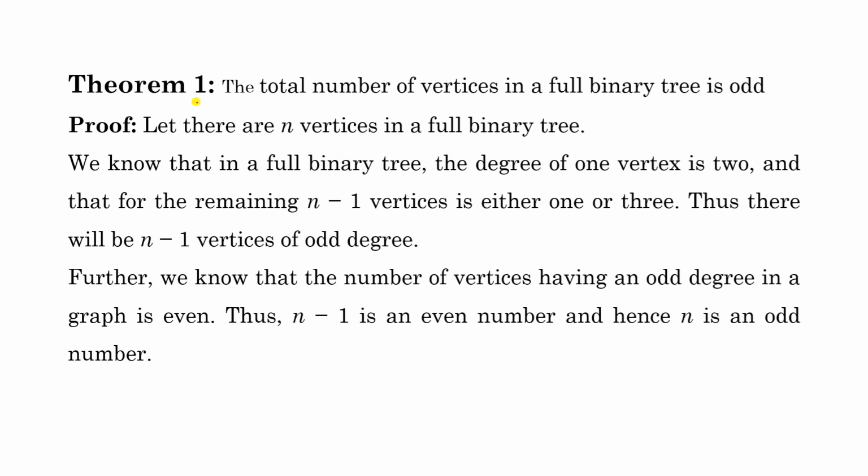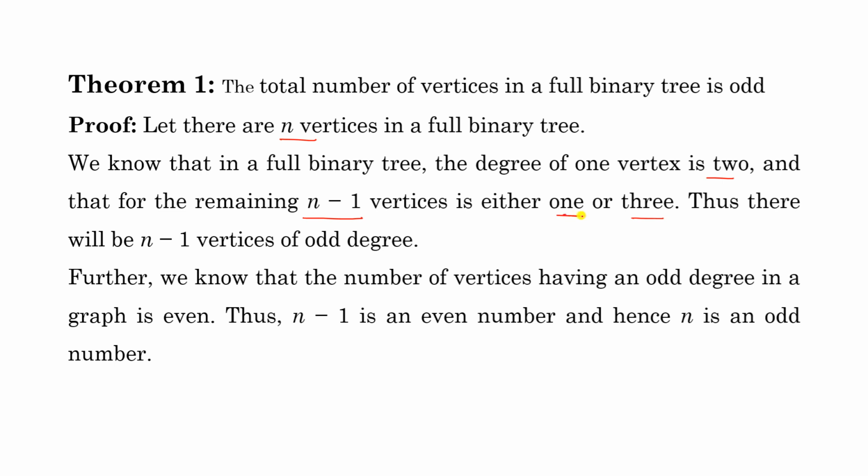Now we have some theorems. Theorem 1: the total number of vertices in a full binary tree is odd. Suppose there are n vertices in a full binary tree. You know that in a full binary tree the degree of one vertex is 2 and for the remaining n minus 1 vertices the degree is either 1 or 3.